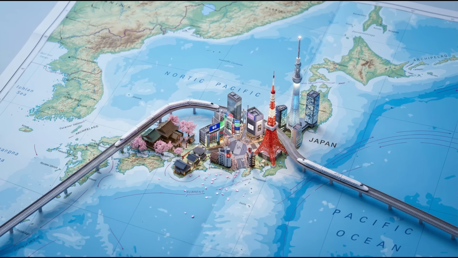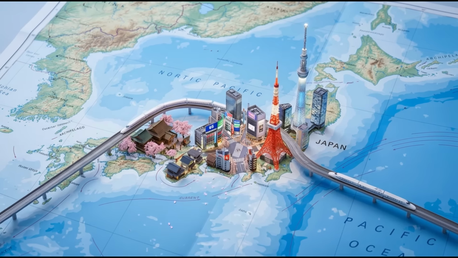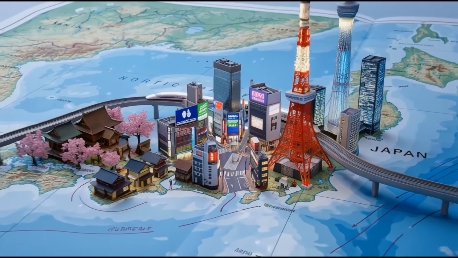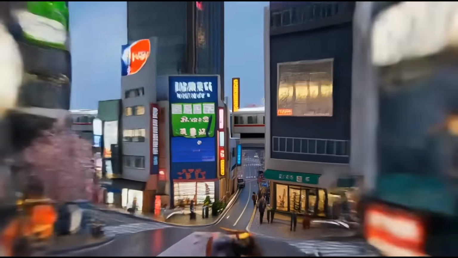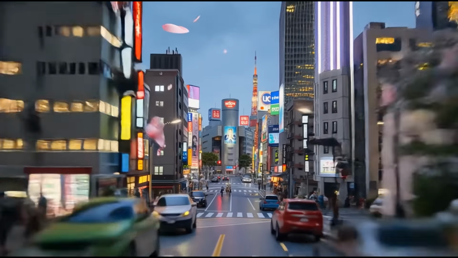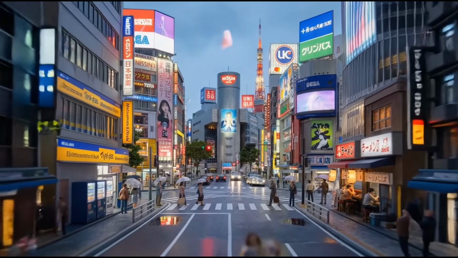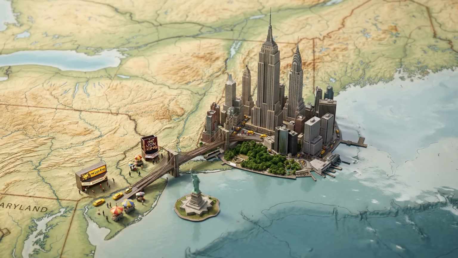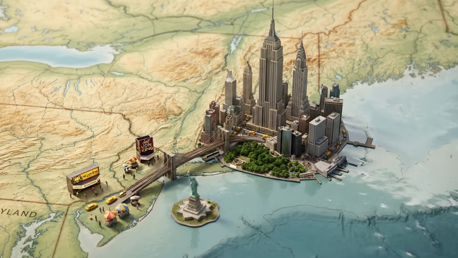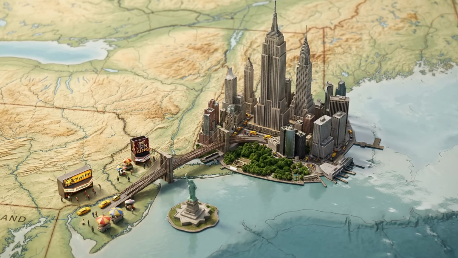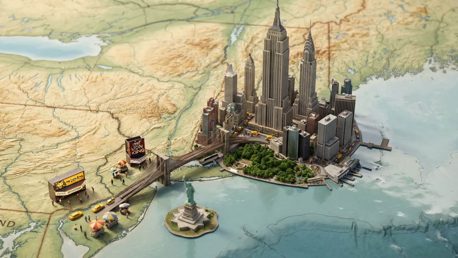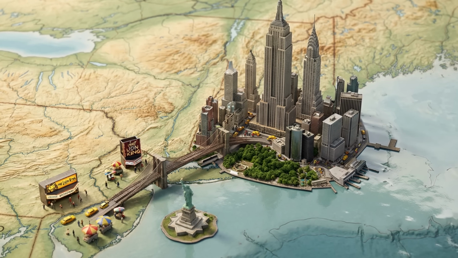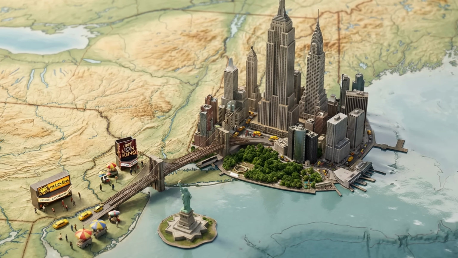Using the same map diorama prompt, Tokyo rises directly from Japan's real geographic position. Skyscrapers, shrines, rail lines, everything placed naturally on the paper surface. New York works insanely well for this because of recognizable landmarks. The city rises exactly where it belongs on the map. Statue of Liberty in the harbor, Central Park as a green patch, bridges stretching across the paper texture.